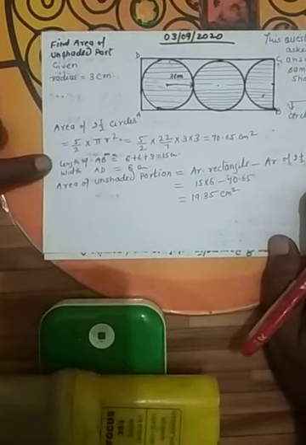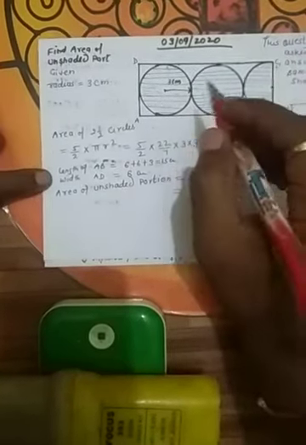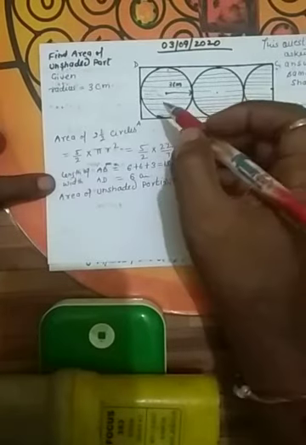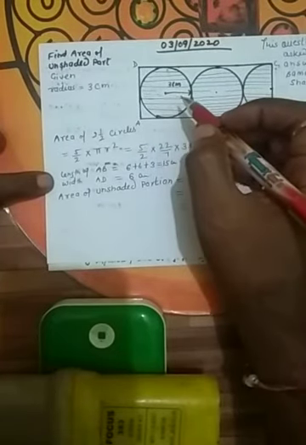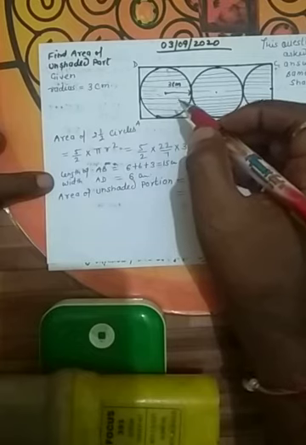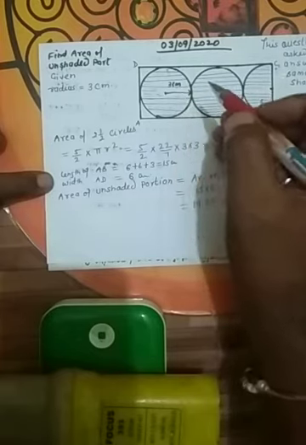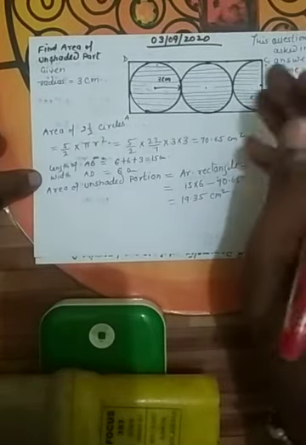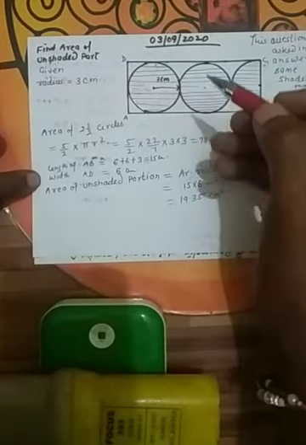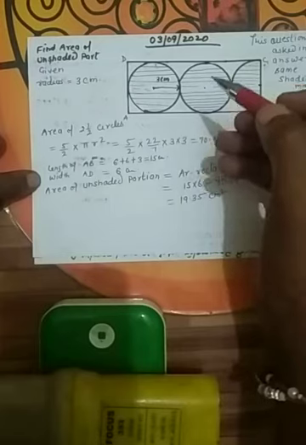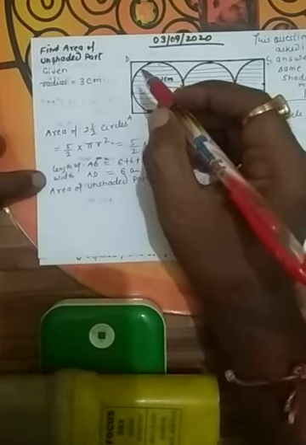Good morning, students. In this lecture, I am going to tell you how you can find out the area of any unshaded portion or the shaded portion. A figure will be given to you, and in those figures, you have to find out the area of the shaded portion or unshaded portion. Look at this question, particularly.